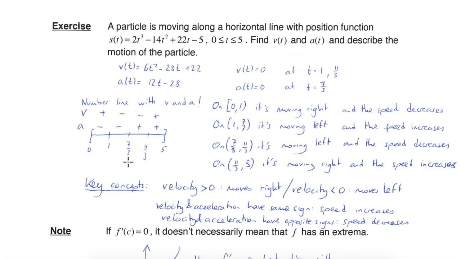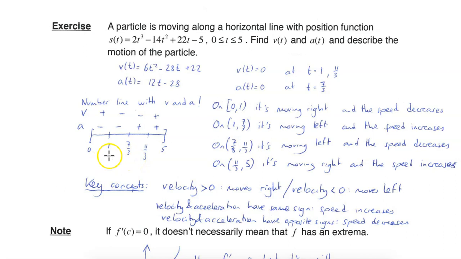What about the sign of v? So v is equal to 0 at t equals 1 and t equals 11 over 3. So this time it's the 7 over 3 that doesn't matter. This sign here is going to be equal to that sign there. This one is equal to this one, because 7 over 3 isn't changing anything about v. It's a value that we had only for a.